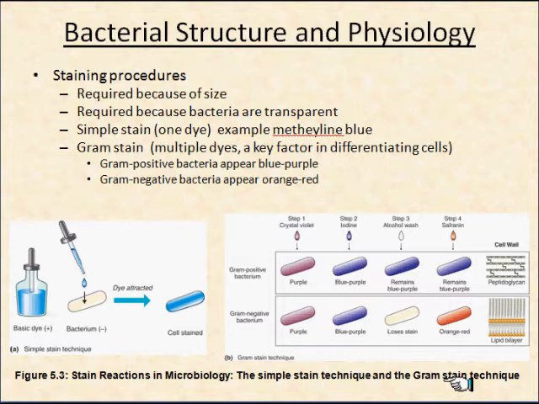To do that, one of the most used stains and most helpful stains that we have is the gram stain. And what we do is we use several dyes, and this helps us differentiate the cells. And what we end up with when we stain this way is we can have either gram-positive cells, which are going to have this sort of blue-purple color when they are stained, and gram-negative cells, which are going to have this sort of orange-red color when they are stained.